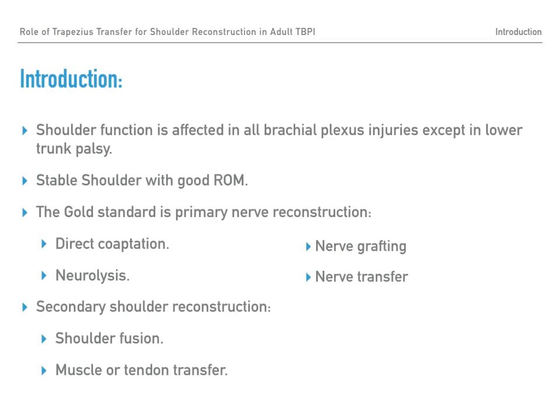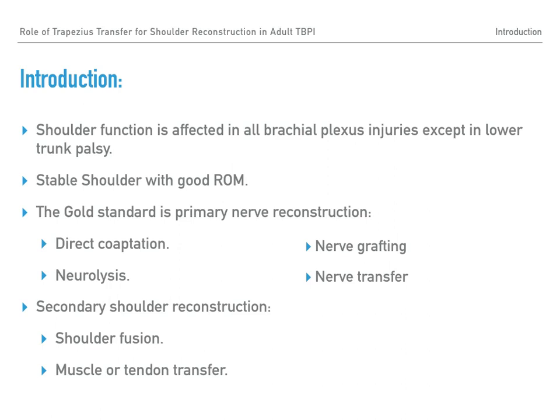Shoulder function is affected in all brachial plexus injuries except in lower trunk palsy, and even with functioning elbow, wrist, and fingers, upper limb function is significantly hampered by deficient shoulder function. The aim of surgery for shoulder reconstruction is to get a stable shoulder with good range of motion.